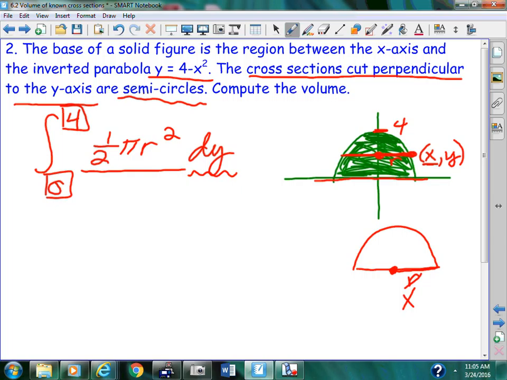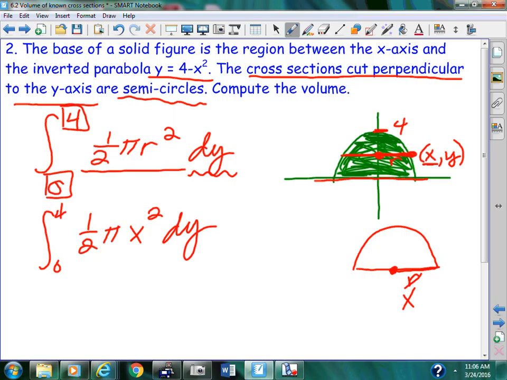So update, I've still got the bound 0 to 4. I've still got 1/2 pi. But instead of the radius being squared, the radius I know is an x value that is squared. So far so good? Right, now I've got this in terms of a different variable, which luckily is in my equation, but it's not quite in terms of y.